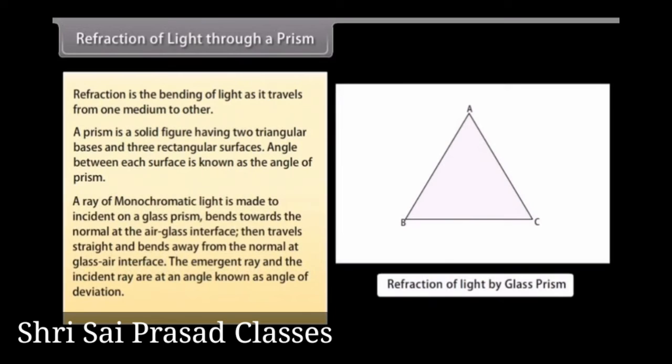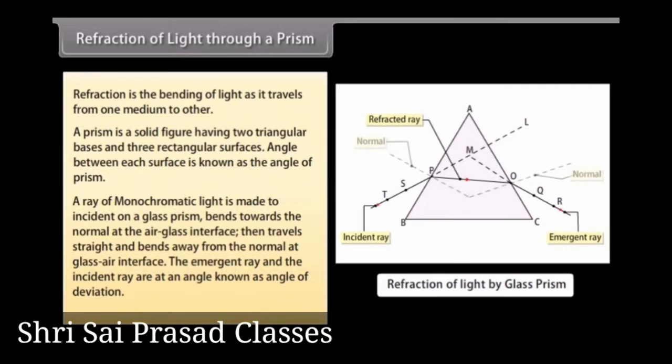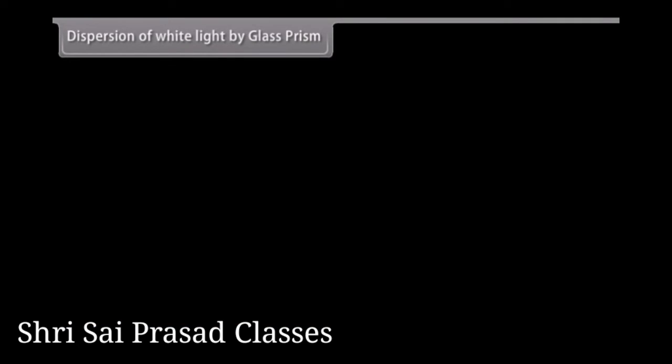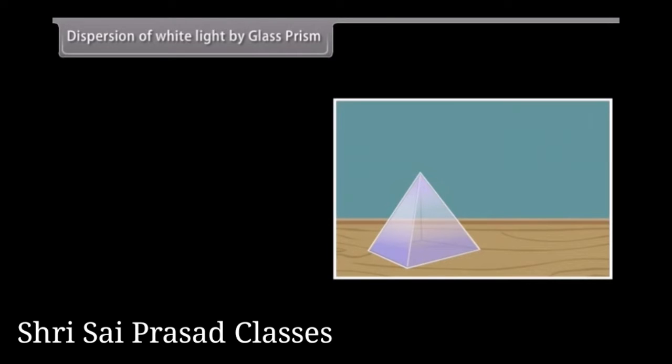A ray of monochromatic light is made to be incident on a glass prism, bends towards the normal at the air-glass interface, then travels straight and bends away from the normal at the glass-air interface. The emergent ray and the incident ray are at an angle known as the angle of deviation. Dispersion of white light by a glass prism. Now we shall discuss what will happen if we make white light incident on the glass prism.